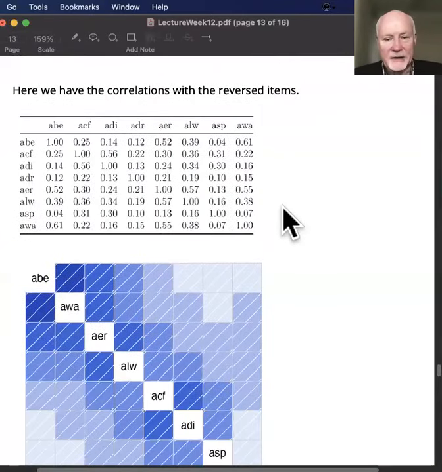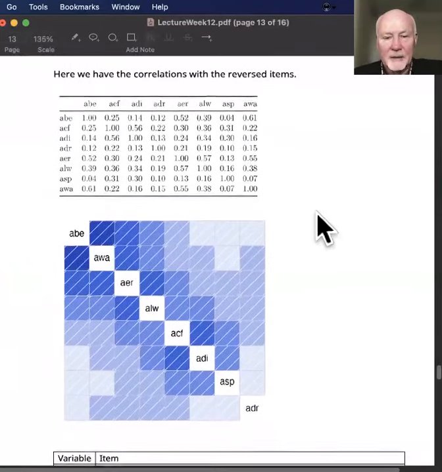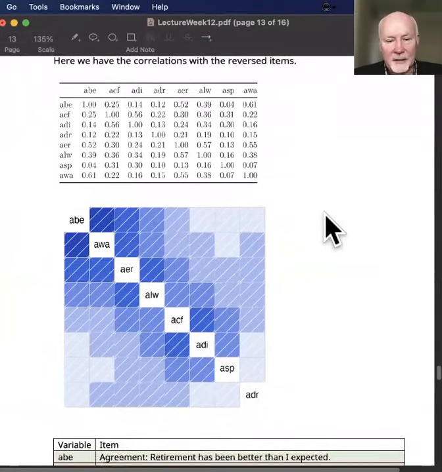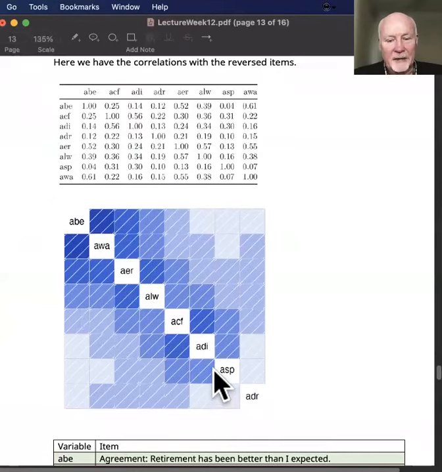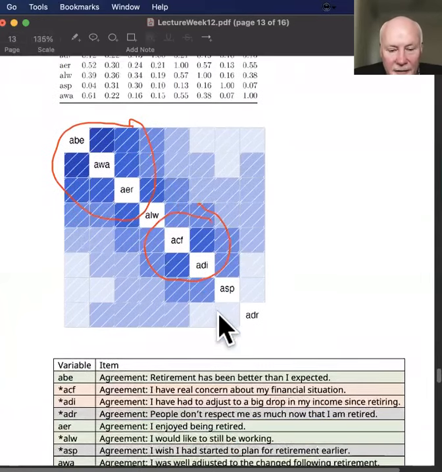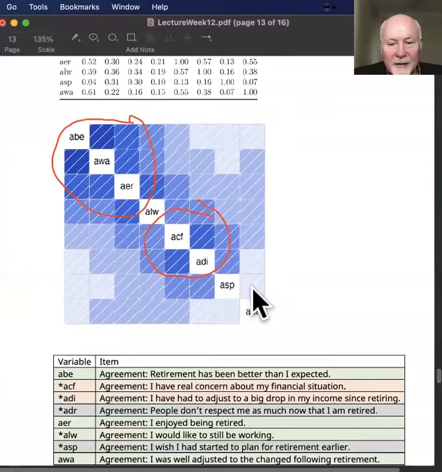Now, the next set here is after the reversing of the negatively worded items. It's essentially a similar pattern, but it's moved some of these variables around. You've still got your general satisfaction cluster, and then your financial satisfaction cluster there. Then you've got the two that I said don't really fit, and as you can see, they're not terribly strongly correlated.